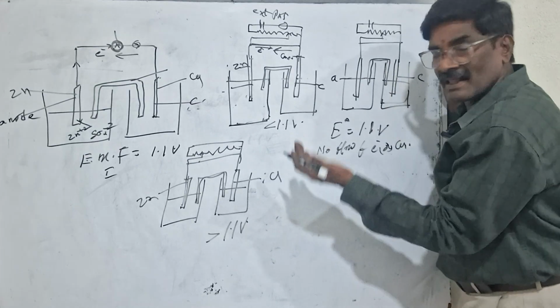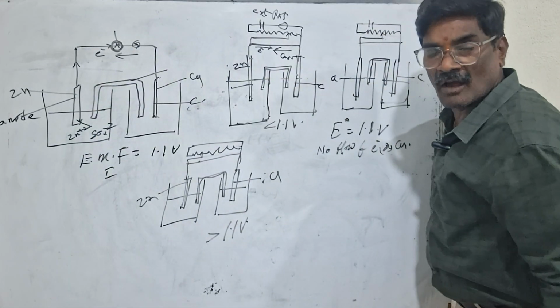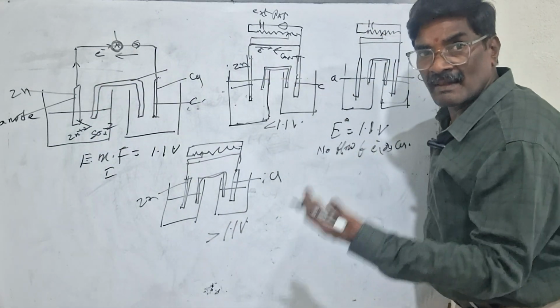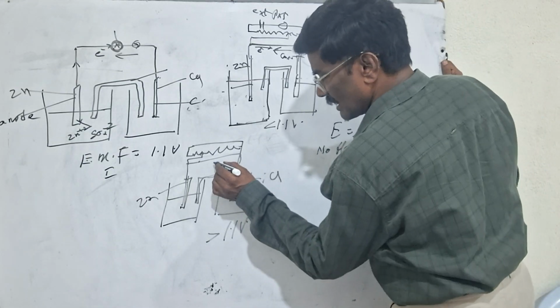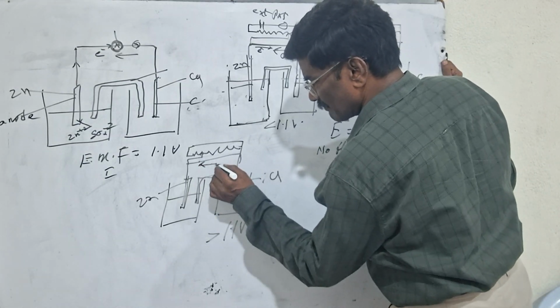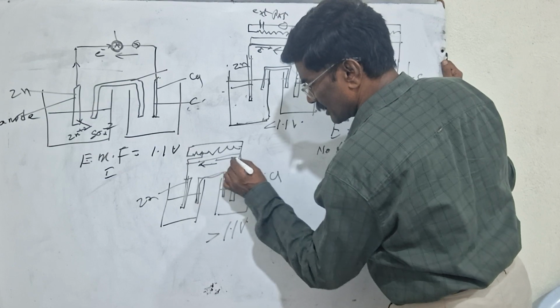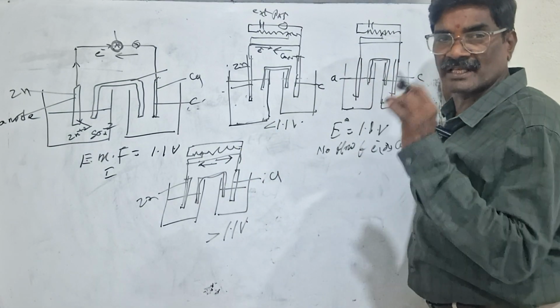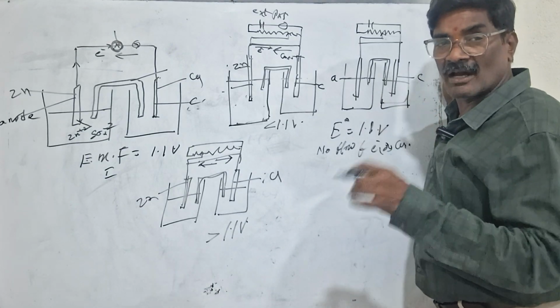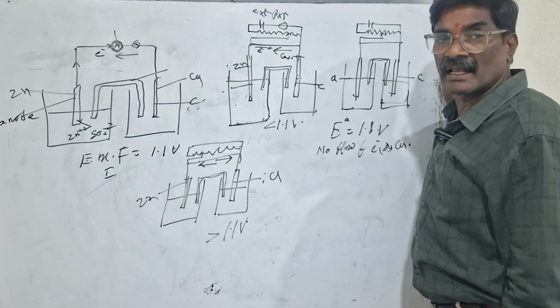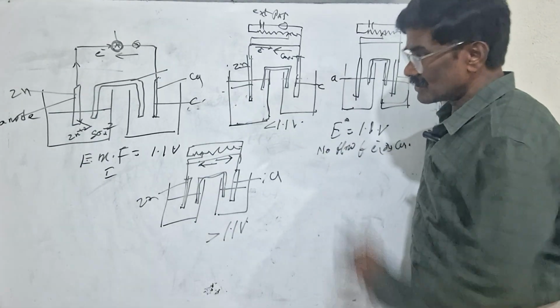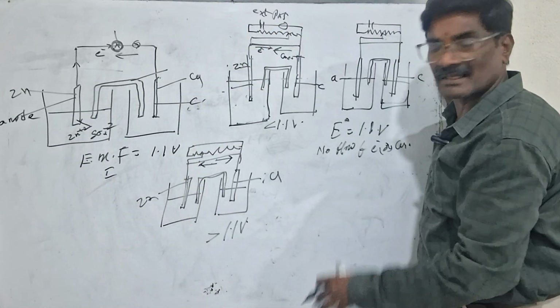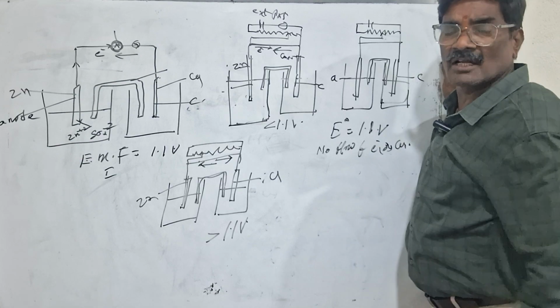Then what happens? The flow of current will be reversed, and the flow of electrons will also be reversed. Electrons will flow from right to left, and current from left to right. This is very, very important for competitive exams, JEE Mains and Advanced, NEET, and any nationwide examination in chemistry. I hope you have understood this. A question can be given on this.